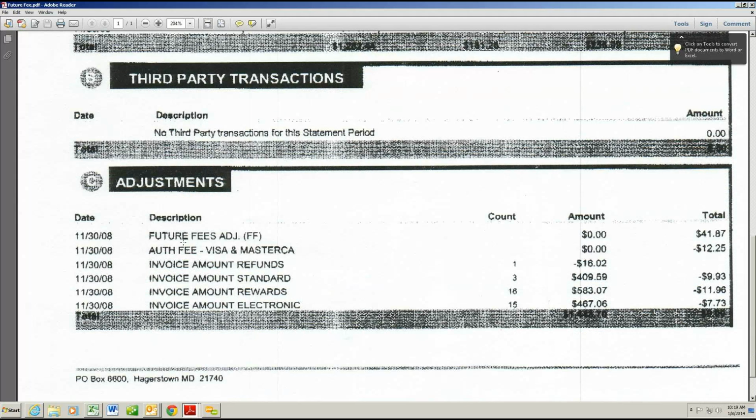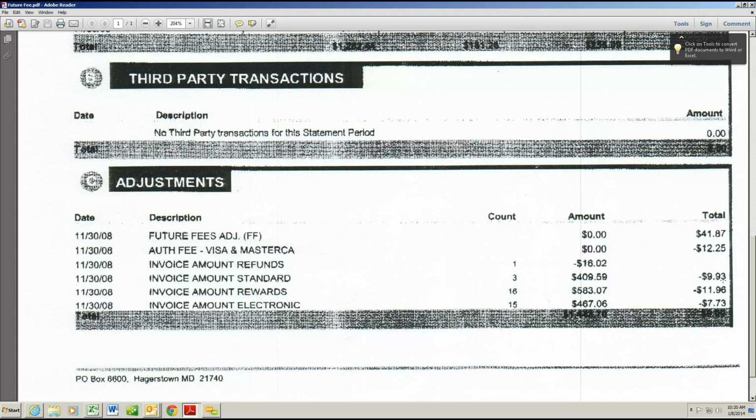And here's one of my favorite ones. It's called future fees. In other words, this merchant paid $41.87 for future fees. Now, what that is, what it entails, nobody knows. You also see here where it says invoice amount standard, invoice amount rewards, and invoice amount electronic. I mean, obviously, these are additional downgrades.